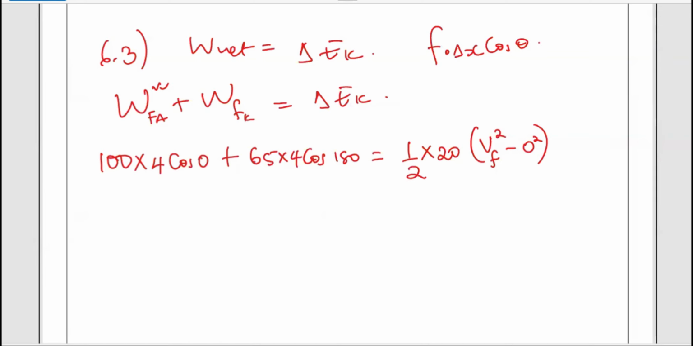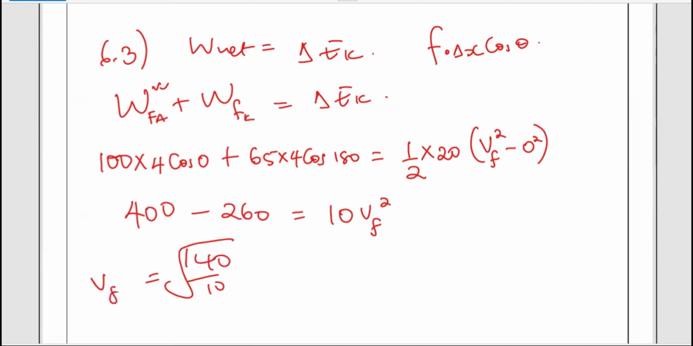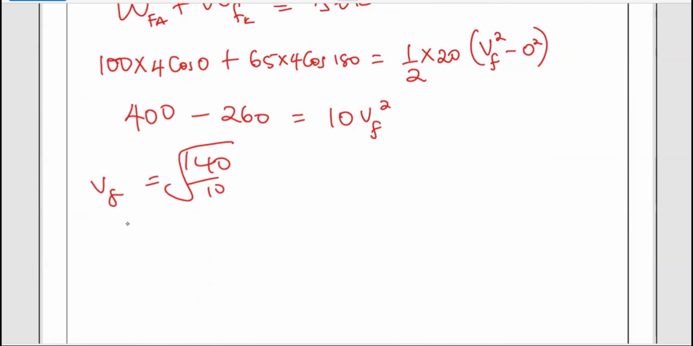So this is going to be 400, then 65 times 4 gives me negative 260, which is equivalent to 10 V final squared. So 400 minus 260 gives me 140. I divide by 10, giving 14, and then find the square root to get my V final. The square root of 14 is 3.74, so I'm getting 3.74 meters per second.